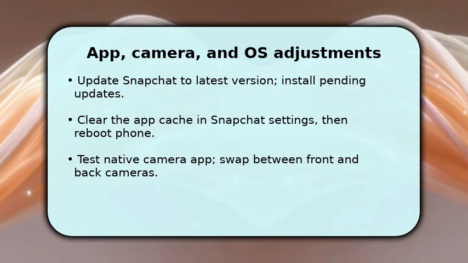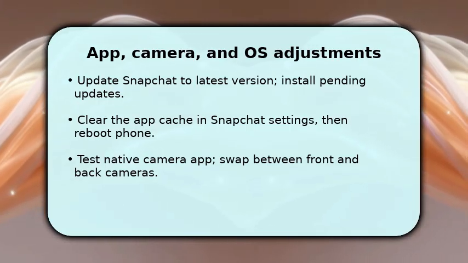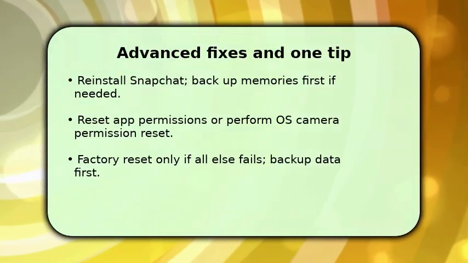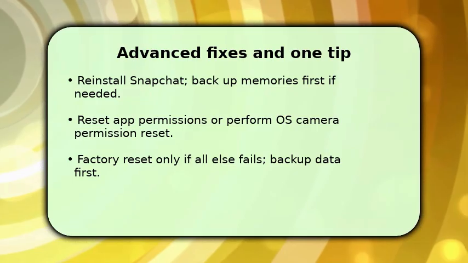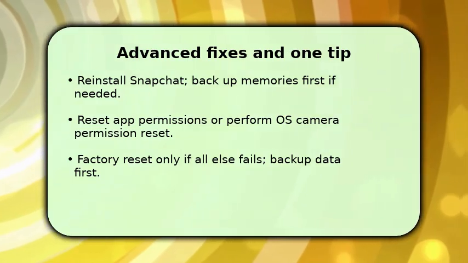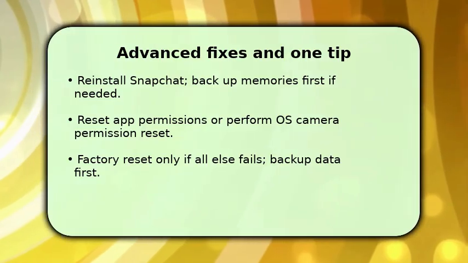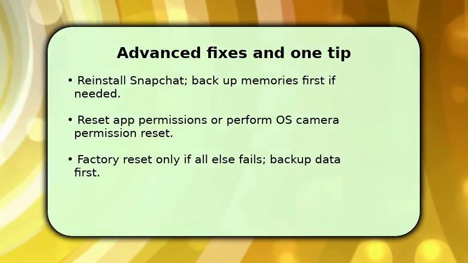If problems persist, back up your memories and reinstall Snapchat to replace damaged files. After reinstalling, regrant camera and microphone permissions and test recording immediately. If that fails, reset app permissions globally or perform a camera permission reset in system settings to clear misconfigurations.